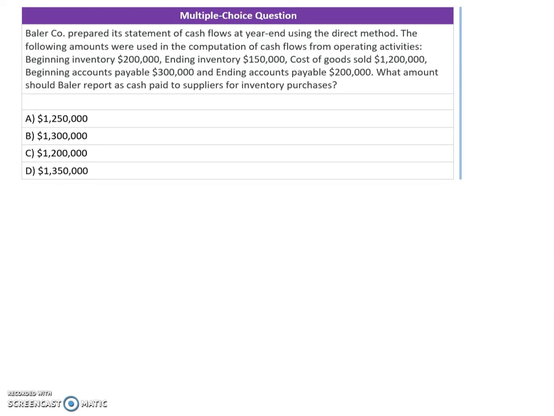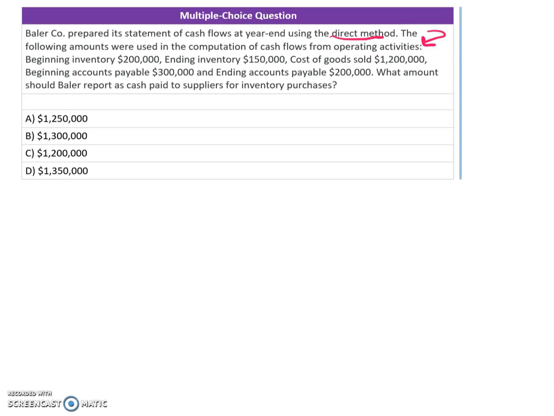Ballard Co. prepared its statement of cash flows at year end using the direct method. The following amounts were used in the computation of cash flows from operating activities. Anytime you see direct method, the first thing you're going to remember is that's generally going to be a question related to the operating section. Beginning inventory is $200,000, ending inventory is $150,000, cost of goods sold is $1.2 million.